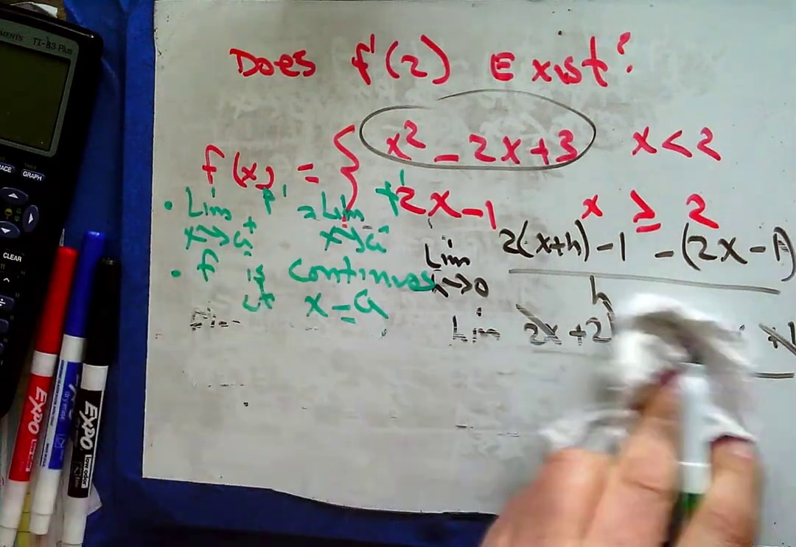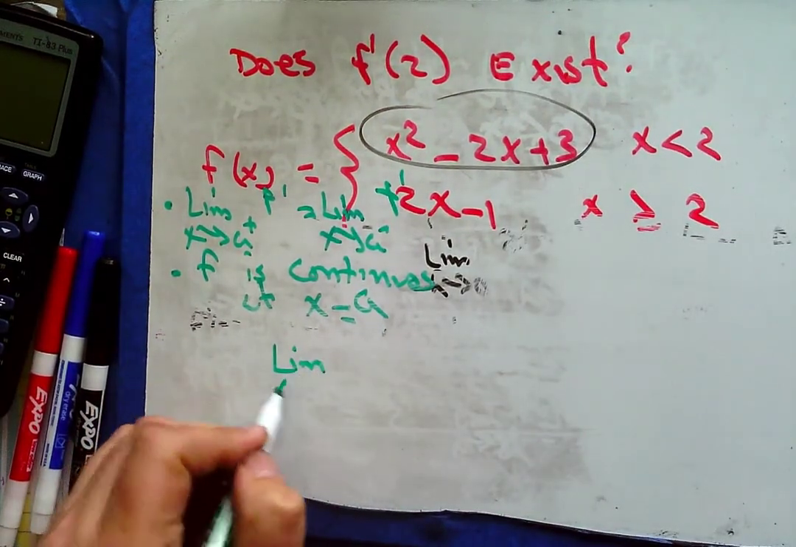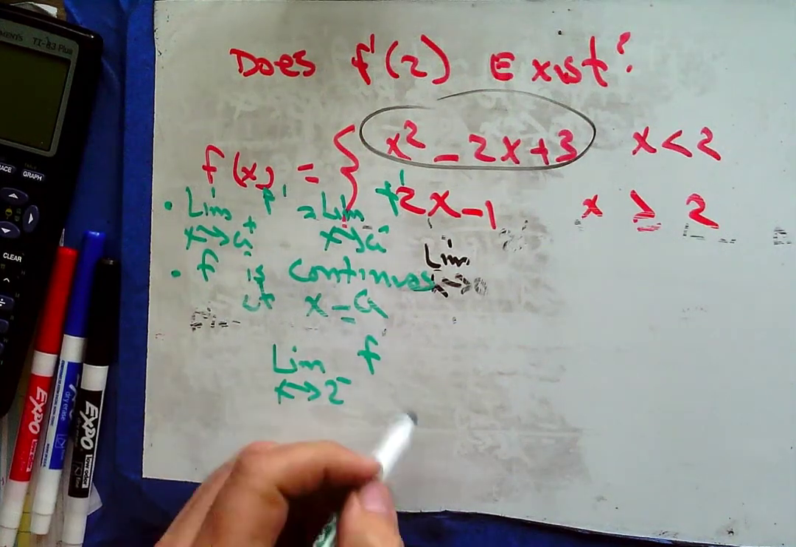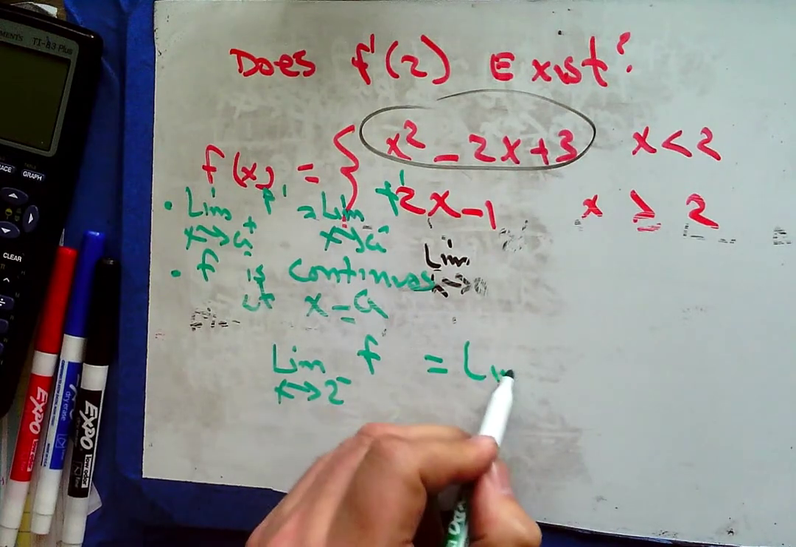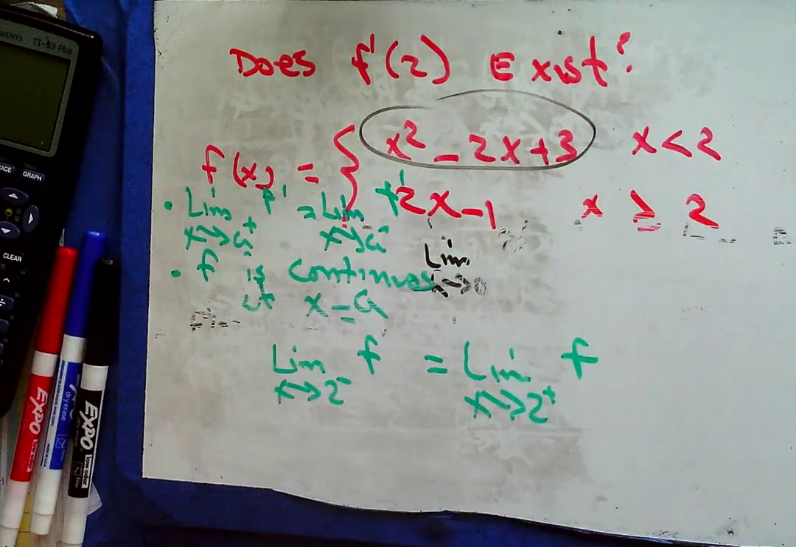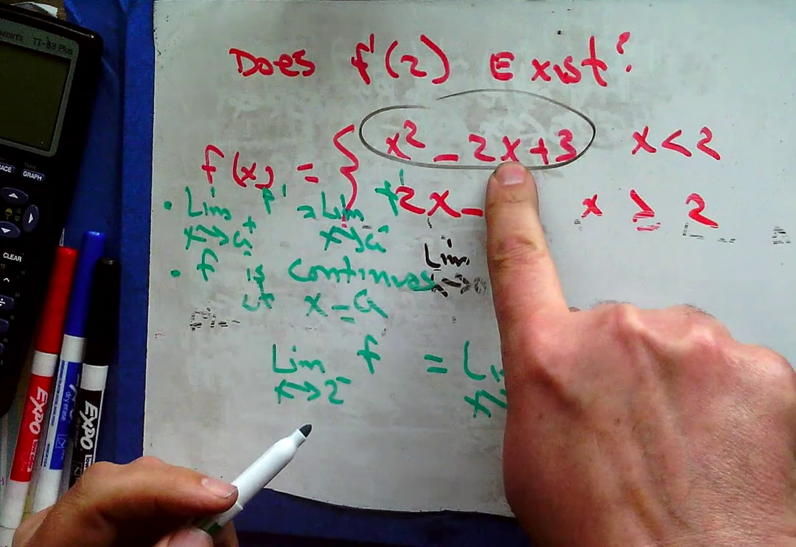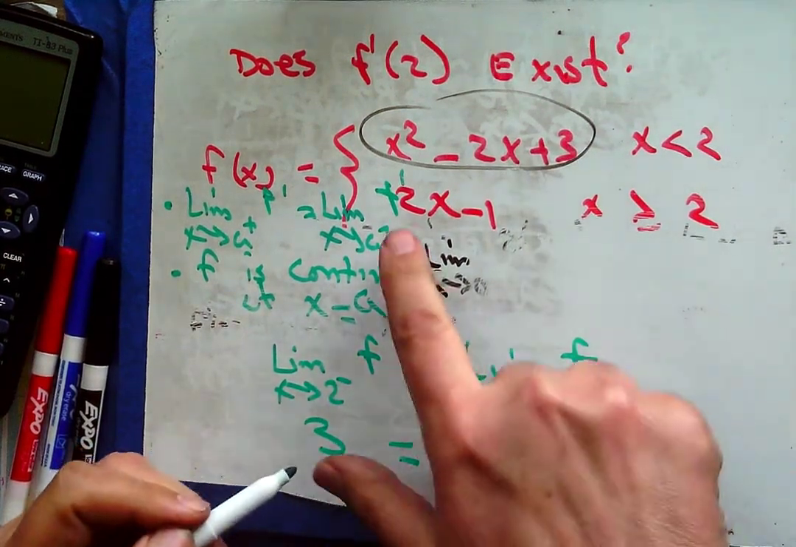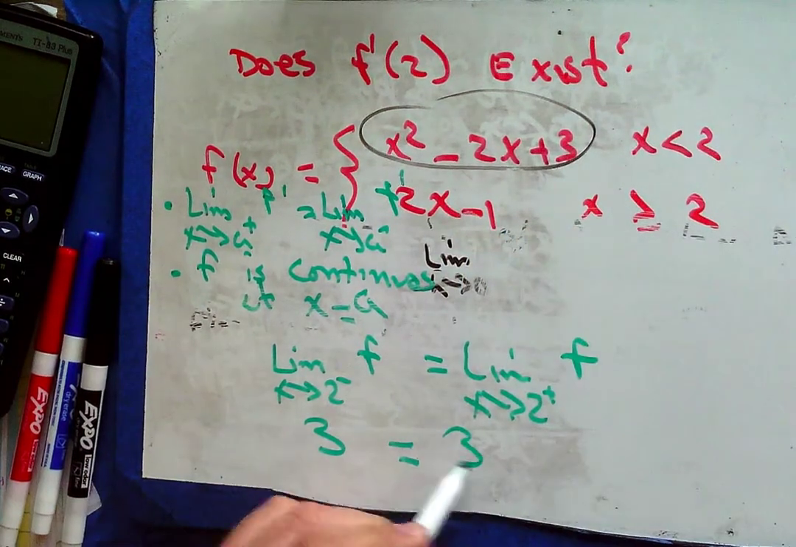Now let's see, we're not talking about slopes, we're talking about continuity. So I want to know the limit as x approaches 2 from the negative side of f, not f prime, the y values of the original function. Do they equal the y values as x approaches 2 from the positive side of the original function? Well, if I plug a 2 in here, I get 4 minus 4 is 0, plus 3 is 3. And if I plug a 2 in here, 2 times 2 is 4, minus 1 is 3.